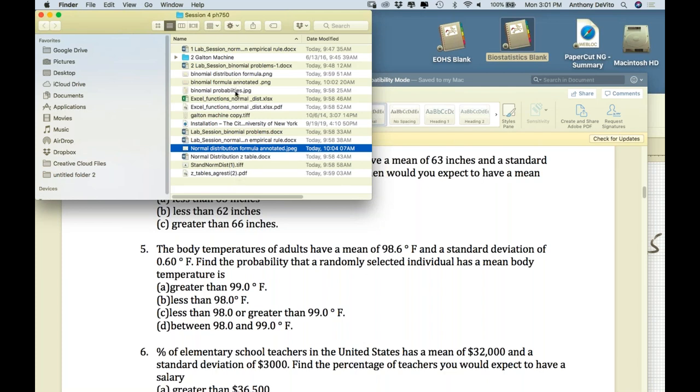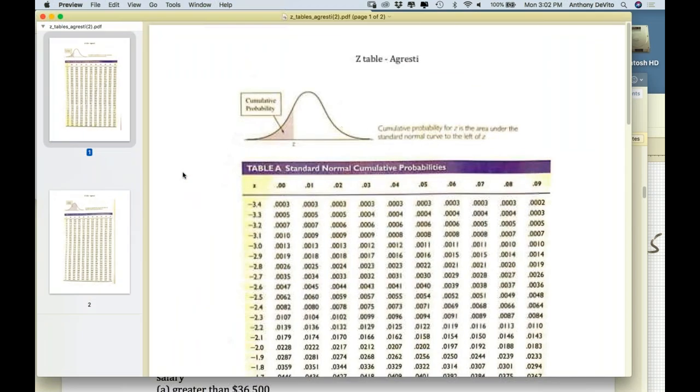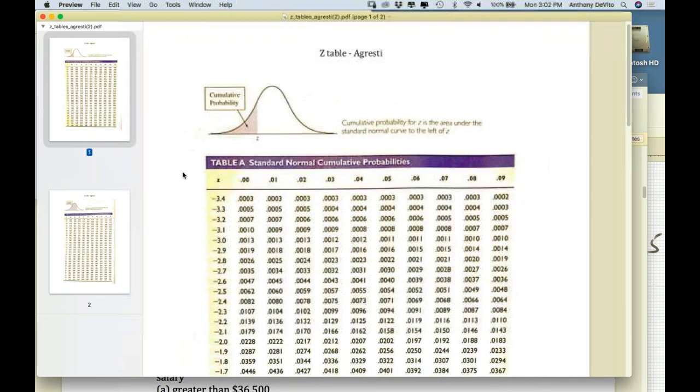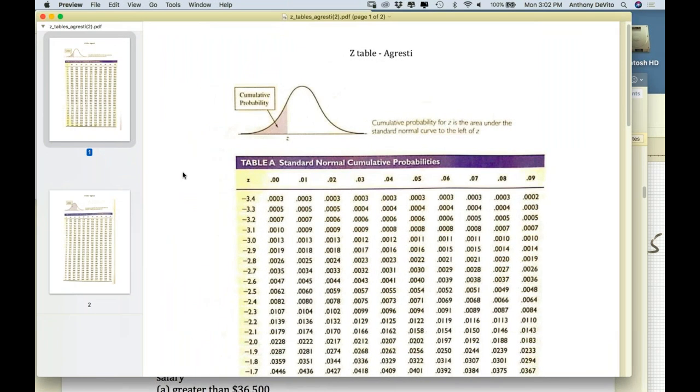Okay, let's see. It is called Agresti. Here it is, Z tables, Agresti. It's called Z tables because it's a table of Z scores, of numbers of standard deviations. And again, you're going to find this on Blackboard along with the other files.